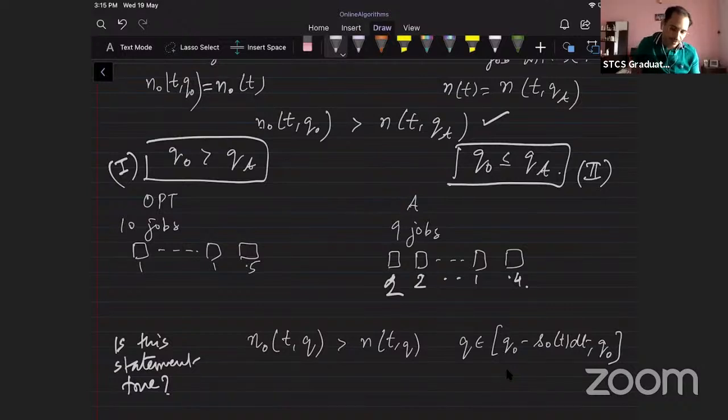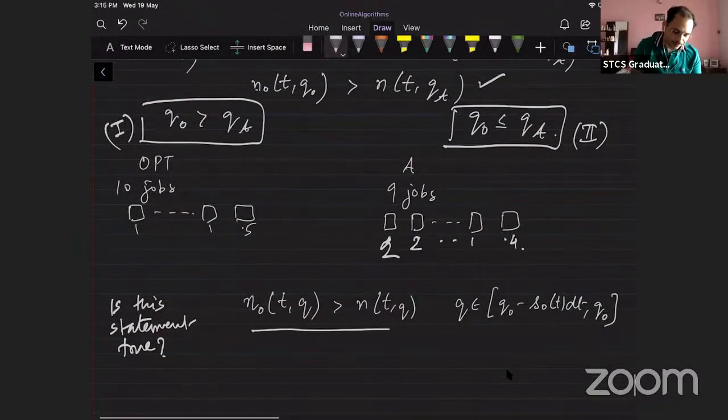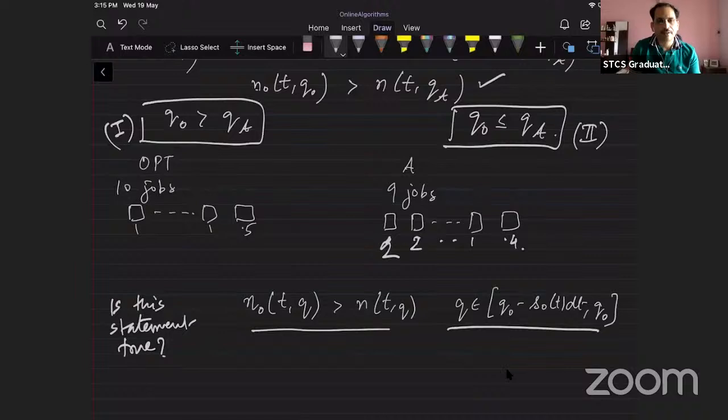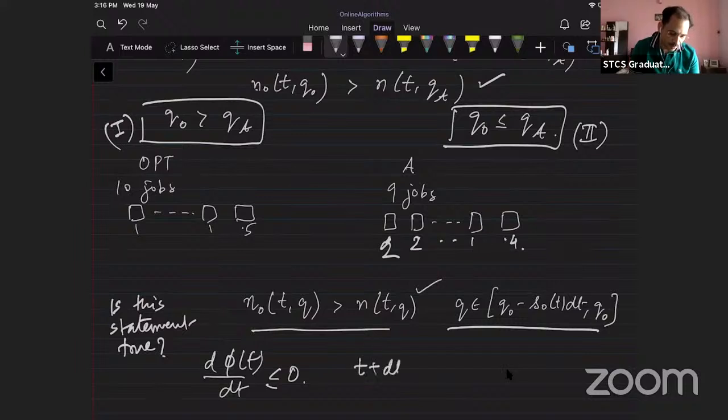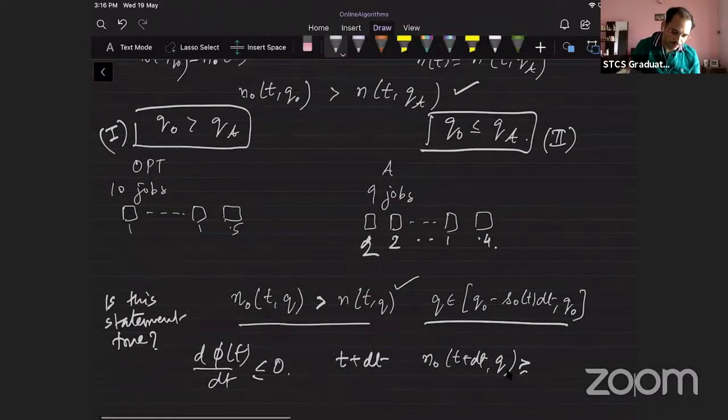Okay, so let me stop at that. So suppose you're given this. Why does it imply that d phi of t is less than or equal to 0? So we still have to say that d phi of t is less than or equal to 0. So suppose you're given this. Now what can you say? So at time t, we know this is true. So what will be true for time t plus dt? So remember, this is strict inequality, and N and N0 are integers. So we know that N0 of t plus dt comma Q is greater than or equal to N of t plus dt comma Q.